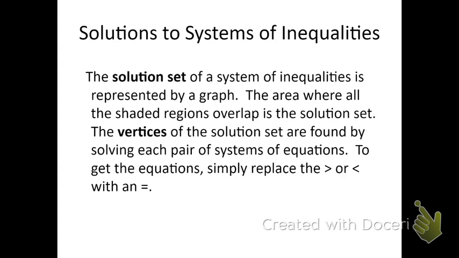Okay, so when you're asked to find the solutions to a system of inequalities, your solution is going to be a picture. It's represented by a graph. So the area where all the shaded regions overlap is the solution set of a system of inequalities. The vertices are found by solving each pair of systems of equations, and to get those equations, you simply replace all the inequality symbols with an equal sign.